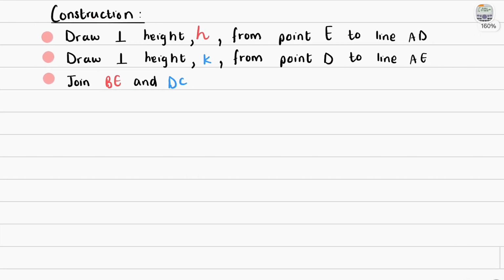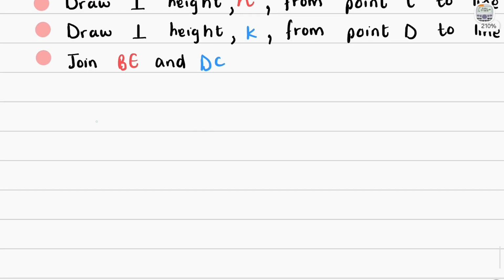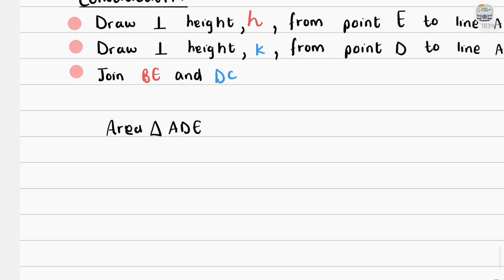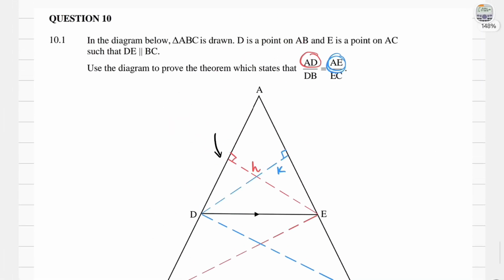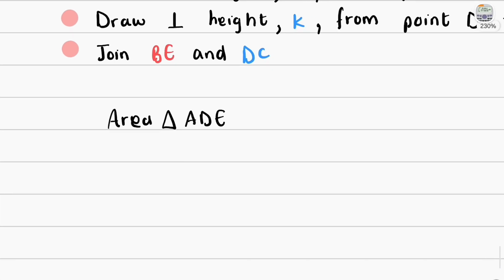So here's how we're going to do this. We're going to find the area of this triangle, but looking at AD as the base of the triangle. So the area of triangle ADE, but we're going to put this over, and the reason is because you see we have AD over DB. So we're going to put this over the area of the triangle with the base BD. Okay, so that is this triangle BDE. So over the area of triangle BDE.